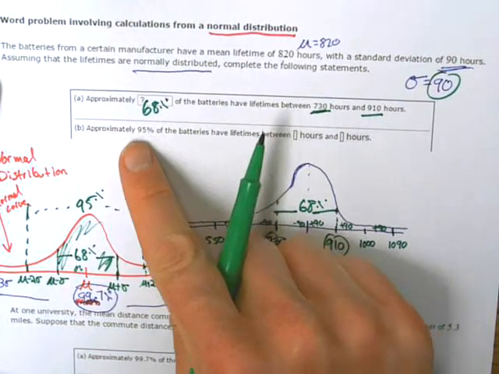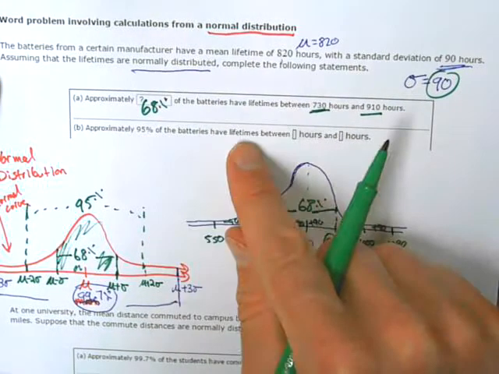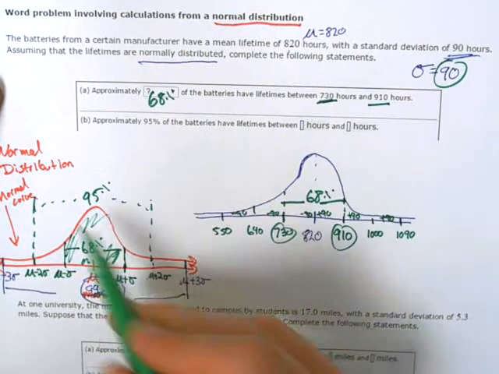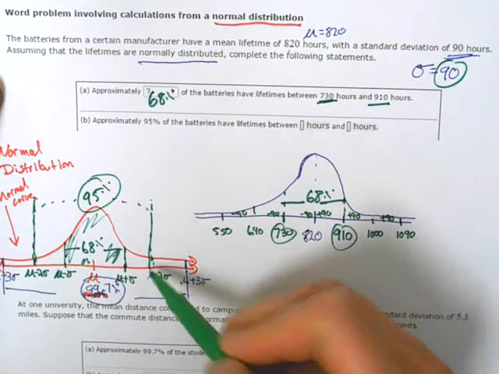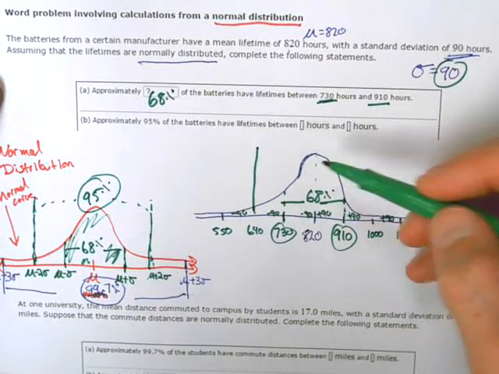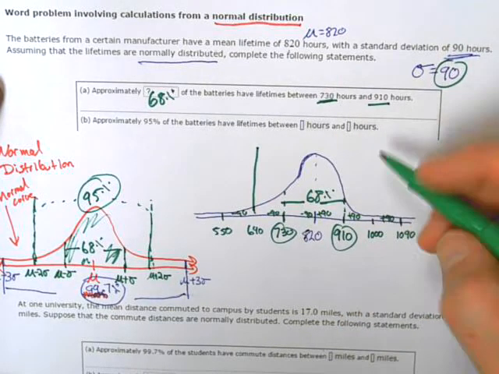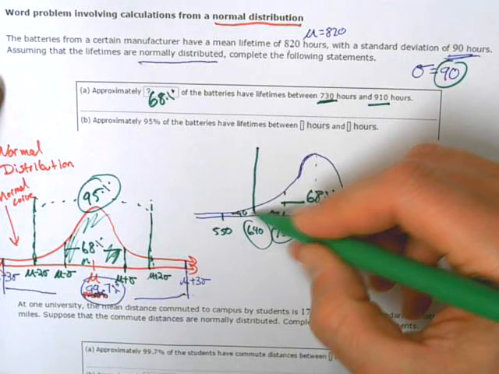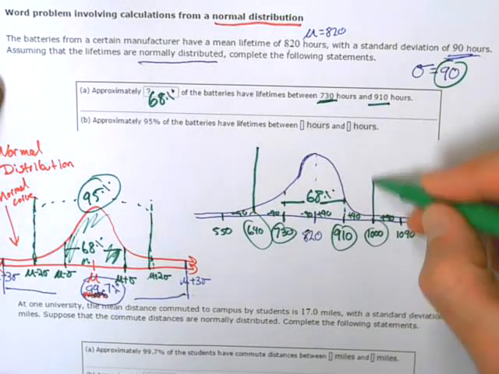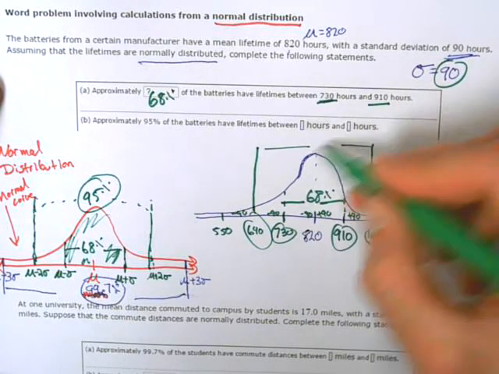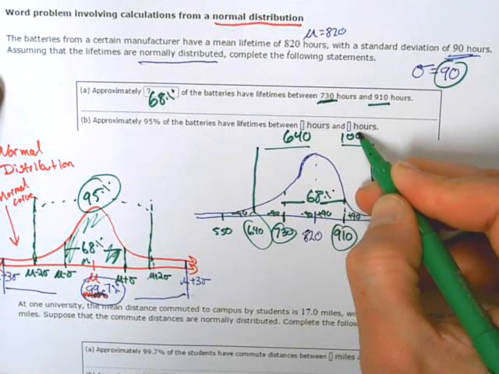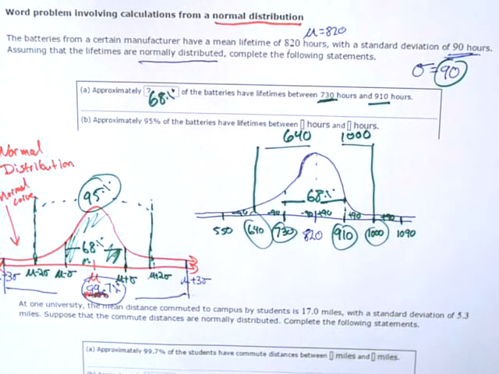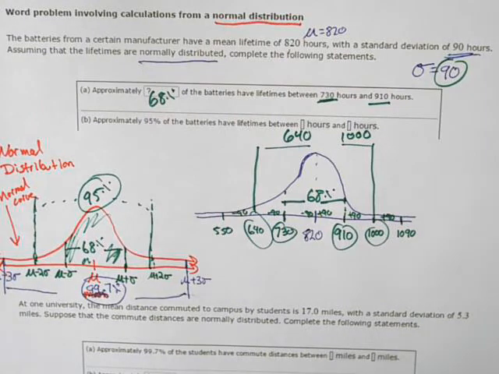Now, approximately 95% of the batteries will have lifetimes between what and what? Well, you have to remember 95% was 2 standard deviations. So two standard deviations in this problem would be 640 to 1,000. That's 2 standard deviations. So I'd go 640 to 1,000 hours, and we'd have it. I hope this helps. Thanks for watching.